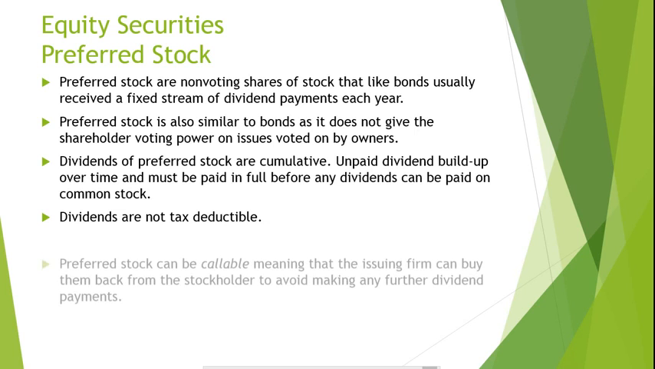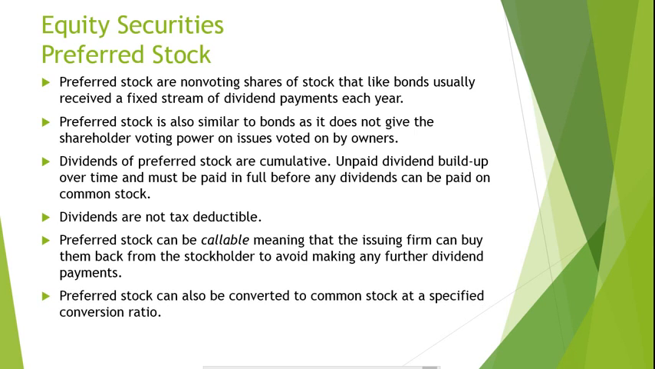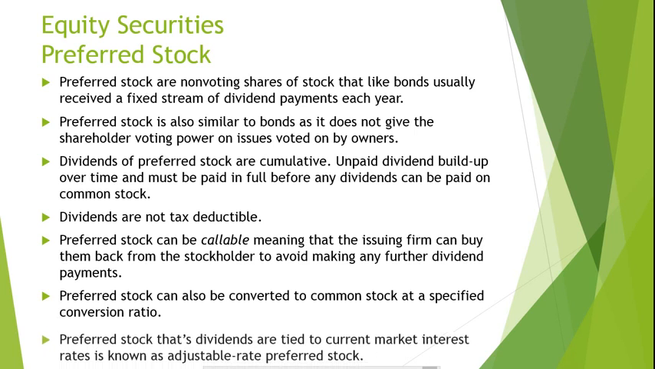Preferred stock can also come with certain attachments similar to corporate bonds. For example, preferred stock can be callable, meaning that the issuing firm can buy them back from the stockholders to avoid making any further dividend payments. Preferred stock can also be converted to common stock at a specific conversion ratio. In recent years, financial innovation has taken place where the dividends on preferred stock are tied to current market interest rates. These are known as adjustable rate preferred stock.